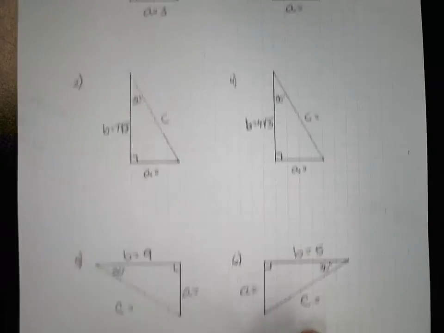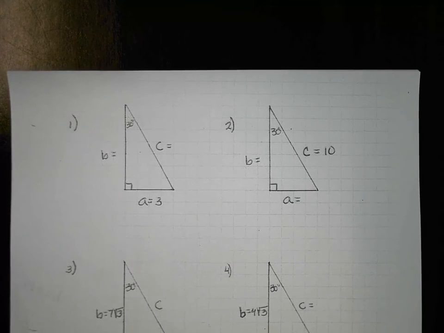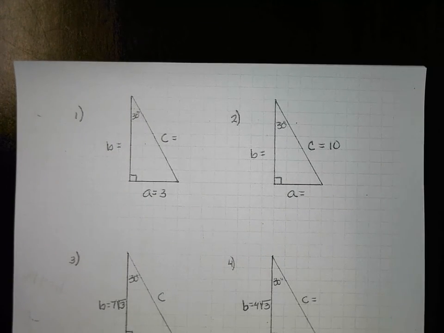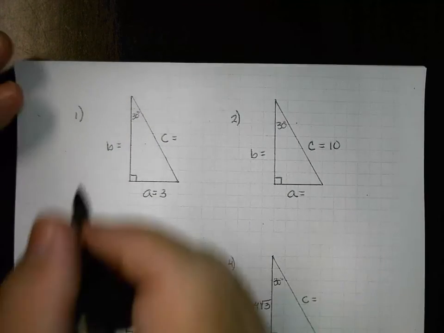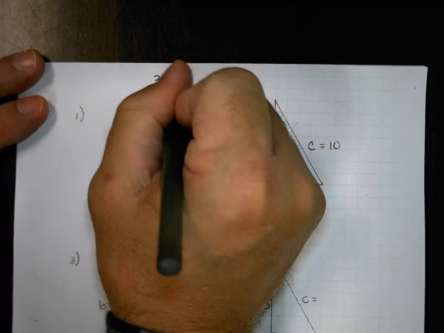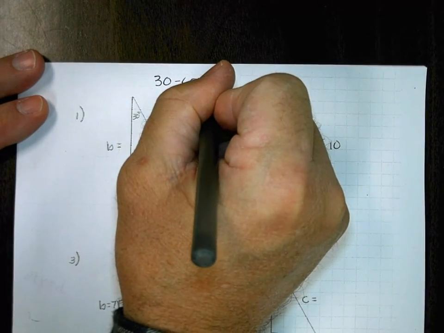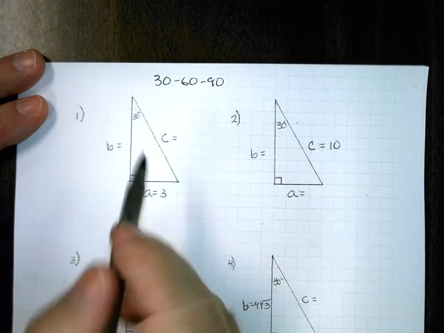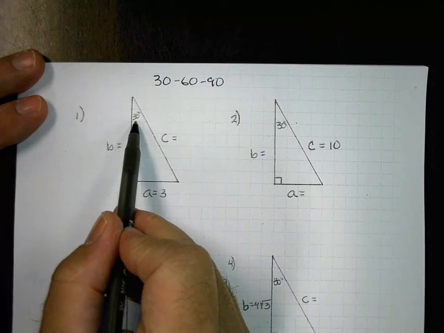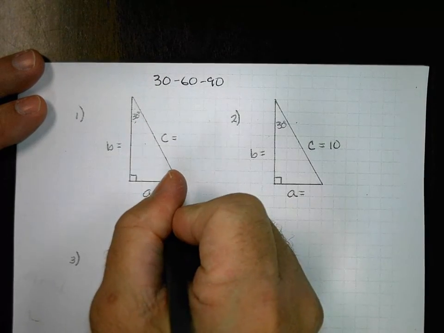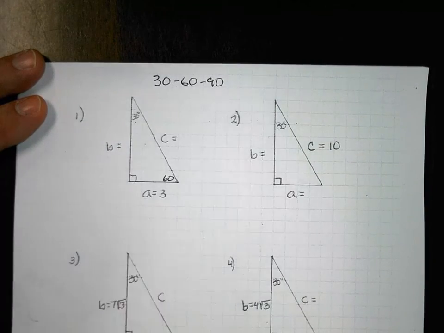Okay, going on to 30, 60, 90 right triangles. It's a very similar situation. A little more complicated, but not anything you can't handle. All right, in a 30, 60, 90 right triangle, obviously the small angle is 30 degrees, the larger angle is 60, and then we have the right angle.